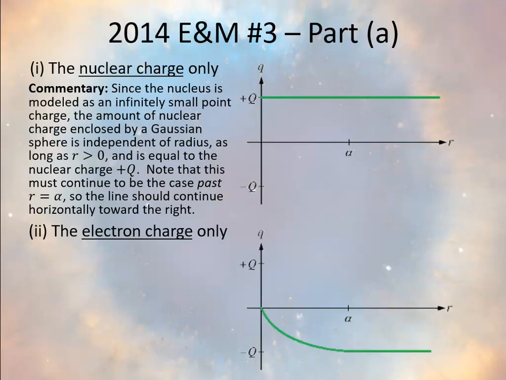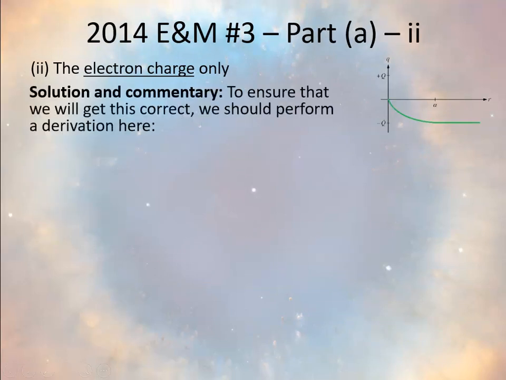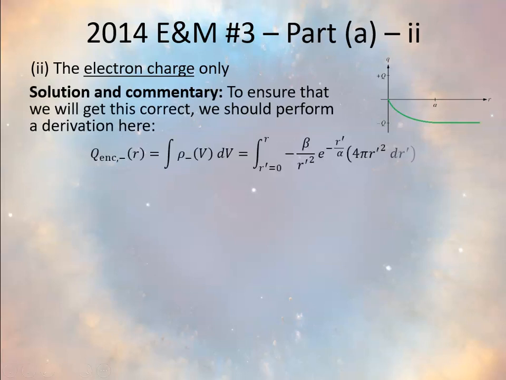The idea is that it needs to start at 0, and it needs to be such that by the time you get to r equals alpha, you're at negative Q. Now, why this shape? This shape I gave because of the following mathematical justification. So I actually did a derivation. I integrated the volume charge density that they gave. So in other words, to figure out the amount of charge enclosed as a function of r, I integrated my rho of r and just plugged in the equation.